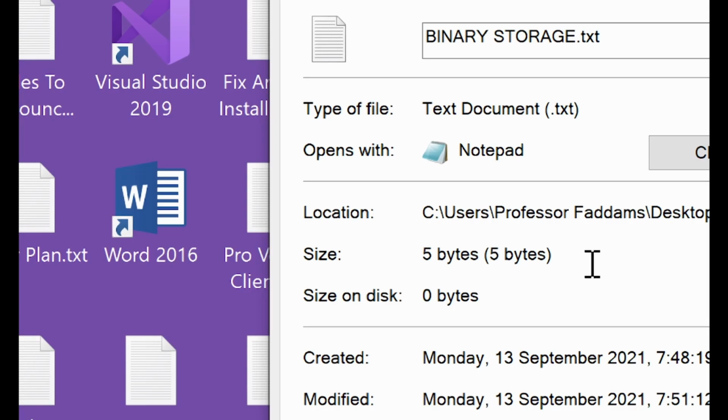Quick exercise. How many bits will 5 bytes give you? Calculate that for me now. Pardon? 40. How did you get 40? 8 by what? 8 by 5. Okay. Okay. Now, let me give you another quick exercise.